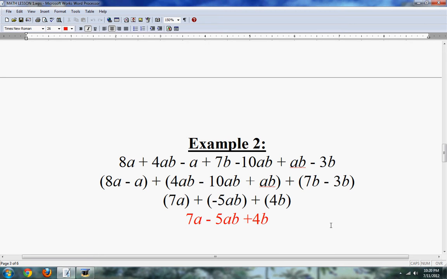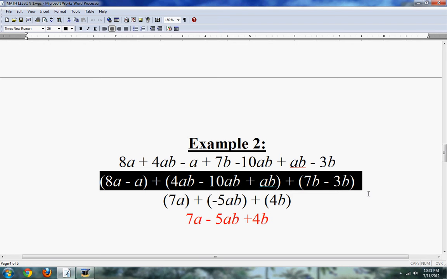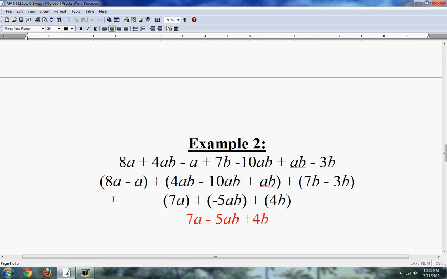My second example is a little bit more challenging. Again, what I did first in this second step is not entirely necessary. As you progress and get better at these types of problems, this step is pretty much done in your head. So, I'll skip down from here to here. 8 minus, remember there's an invisible 1 in front of this a, so 8 minus 1 is 7. Carry over the a, we have 7a.